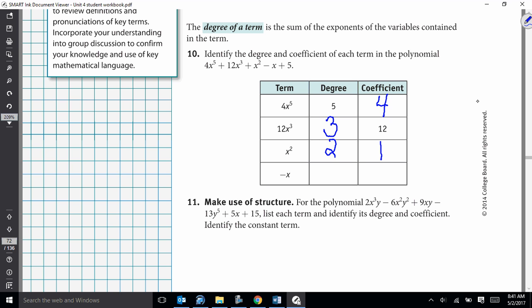All right, so what is the degree on this minus x? 1. And what's our coefficient? What's the number in front? Negative 1. And then here's a tricky one. What's our degree of our constant term? 0.